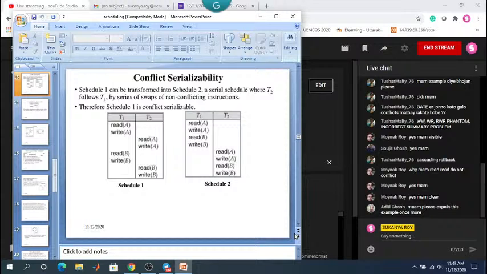That's what I have done in schedule 1, and I have made schedule 2 from schedule 1, which is conflict serializable. I have removed the conflict from schedule 1 by doing some swappings. I have moved read B from downward to upward so that read A and write A get done in T1, so that it gets updated on the database and I can access A from transaction 2.